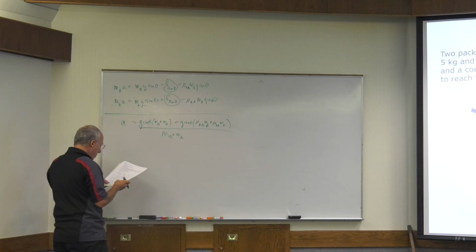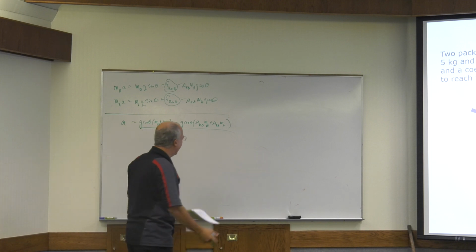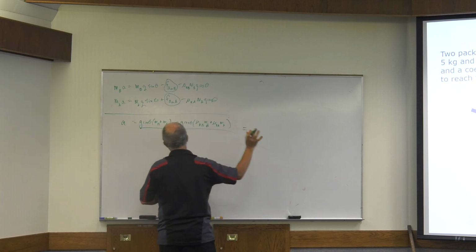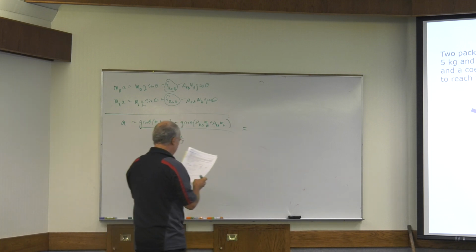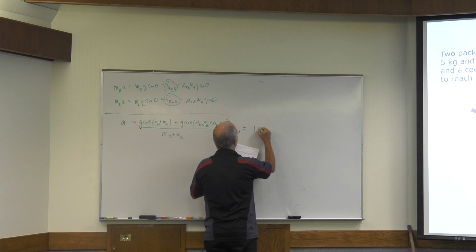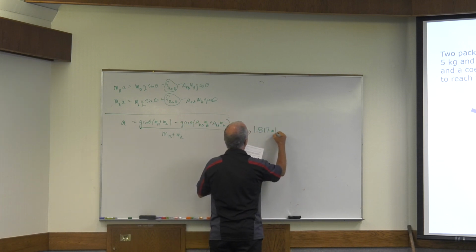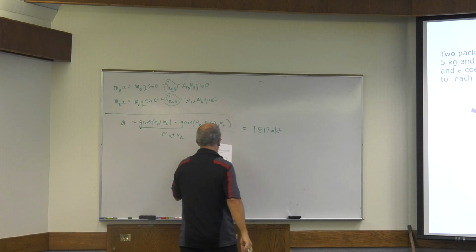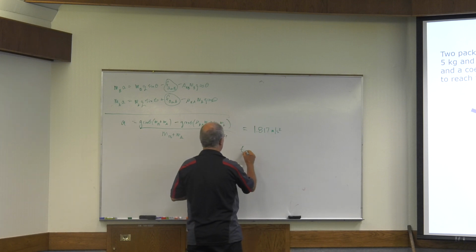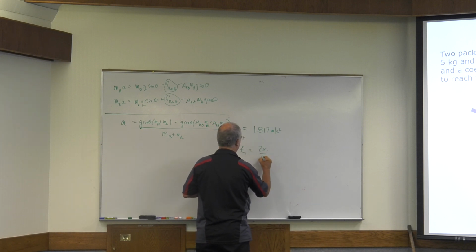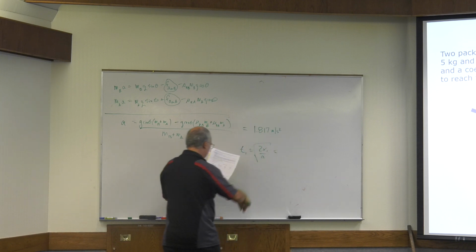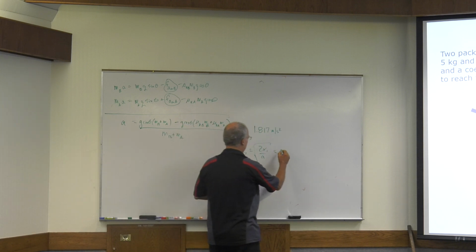All right, so you do that, and you don't get 1, like that other problem we did. So you plug in everything, and you get 1.817 meters per second squared. So then you just plug it in. So we had T1 equals 2x1 over A. So you just plug everything in, and you get the answer.